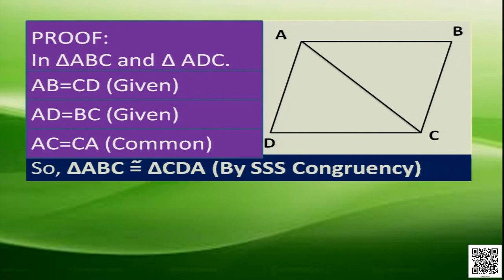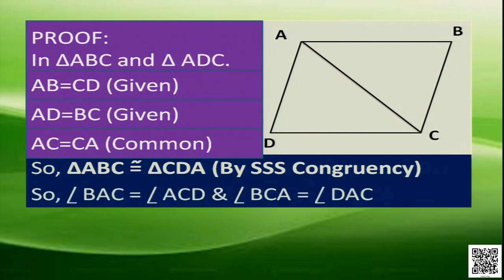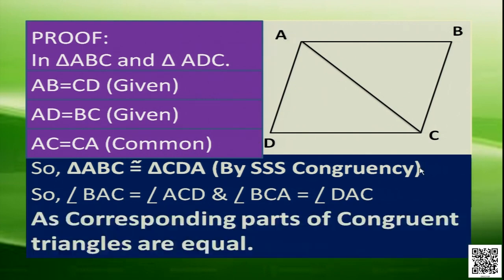Now, you see, as these two are congruent, their corresponding parts must be equal. So, we can write that angle BAC is equal to angle ACD, and angle BCA is equal to angle DAC. Now, these are the corresponding parts of congruent triangles, so they are equal.